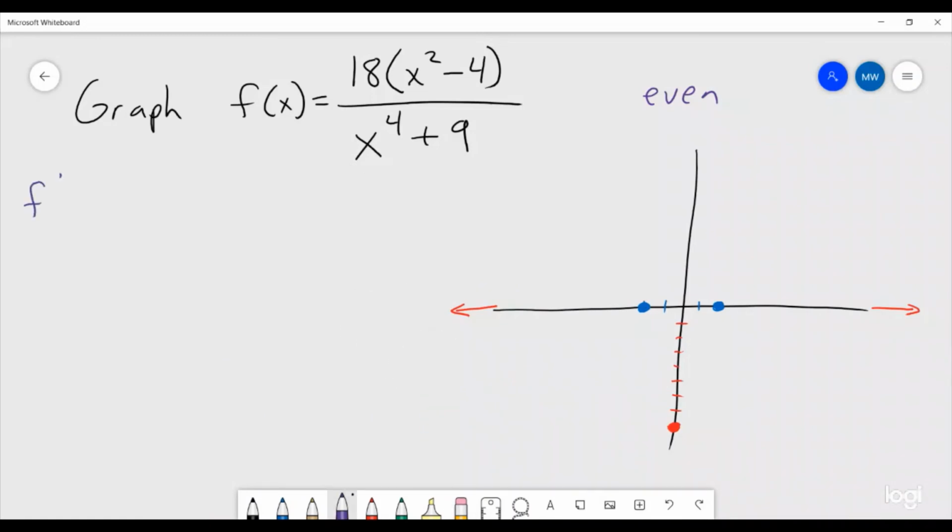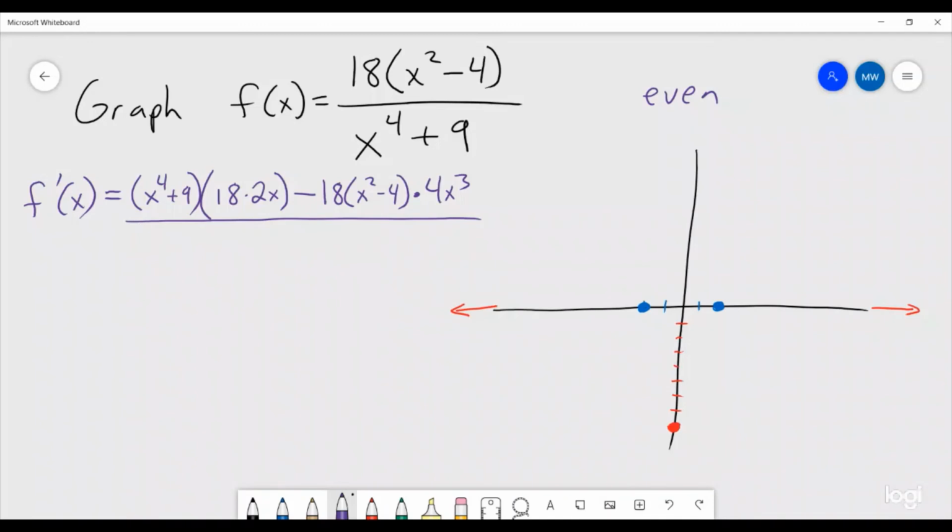To do that, we're going to need to know what f prime of x is. We're going to need to take a derivative. How do we take the derivative of this function? Well, you guessed it, it's going to be the quotient rule. So we've got low d high: x to the fourth plus 9, times the derivative of the top. 18 can stick around, times the derivative of x squared minus 4, that's a 2x. So low d high minus high d low, all over the bottom squared.